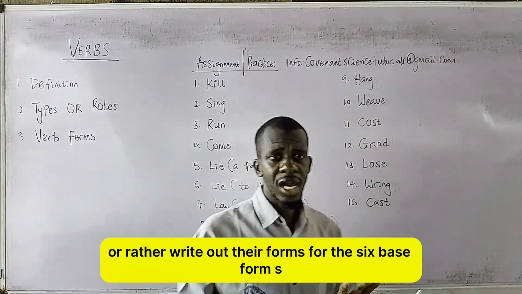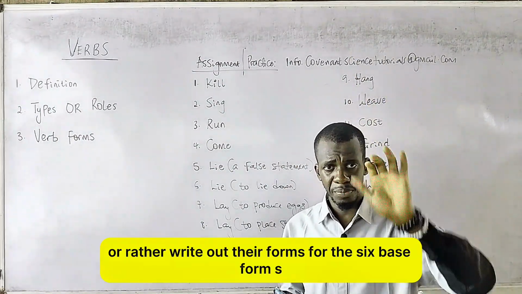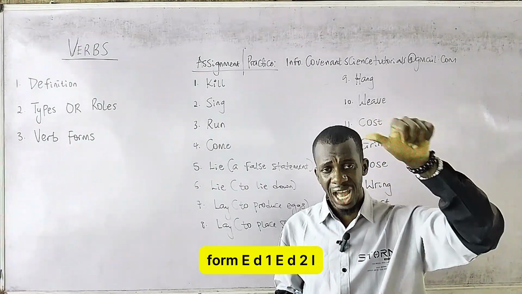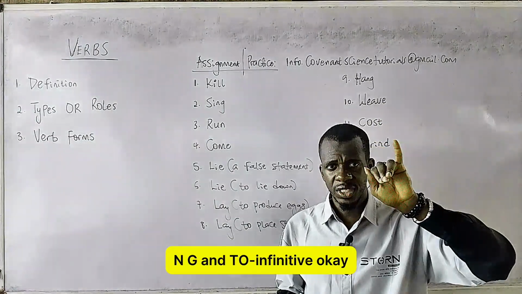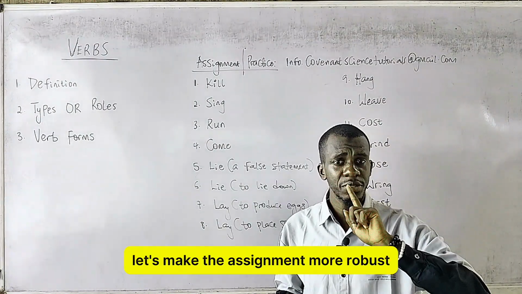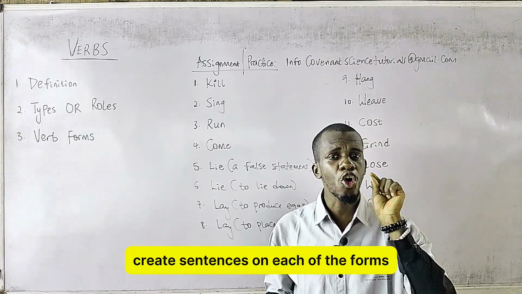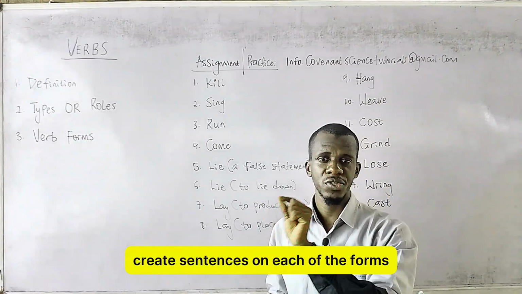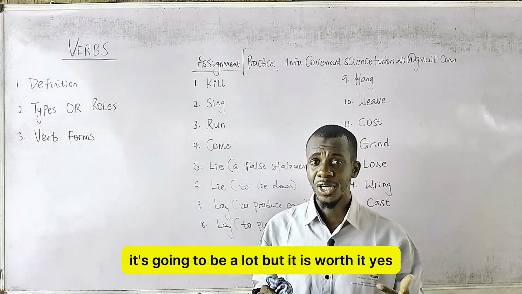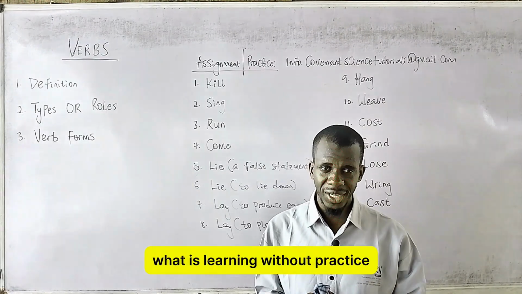Write out their forms for the 6: base form, S form, ED1, ED2, ING, and to infinitive. Then go the extra mile. Let's make the assignment more robust. Create sentences on each of the forms you have generated. It's going to be a lot, but it is worth it. Yes, what is learning without practice?